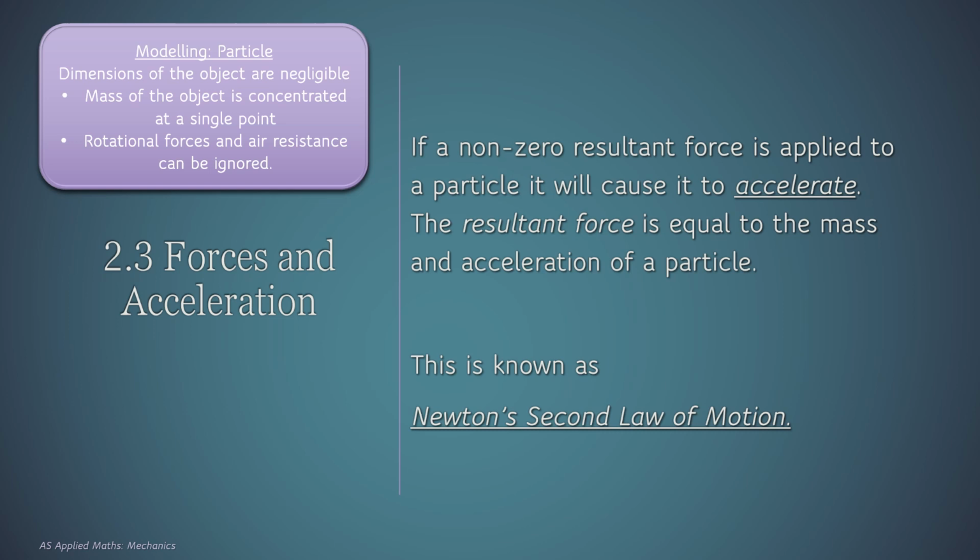So all modelling is doing is trying to simplify the situation so that we can perform the formulas and perform the maths. So a particle, dimensions of the object are ignored, the mass is concentrated at a single point. This means that if you've got something falling, for example, it's not going to spin because we're treating it as a dot. So compared to the rest of the place, or the rest of the dimensions around it, the dimensions of the object that we're working with are so small that we can ignore them, and that eliminates certain things. So air resistance, for example, can be ignored.